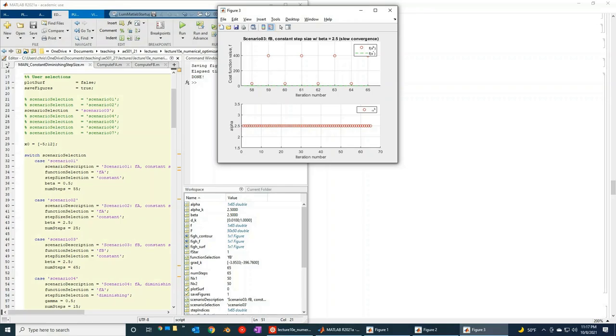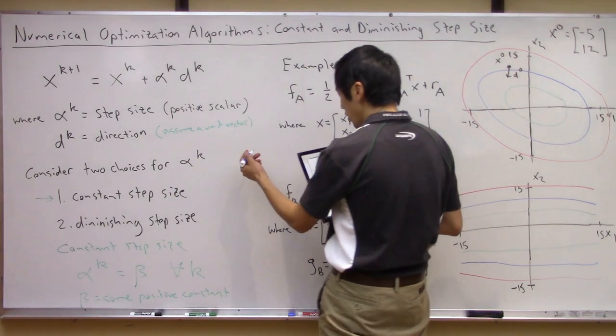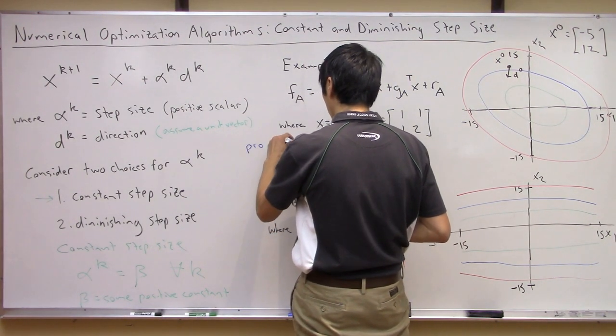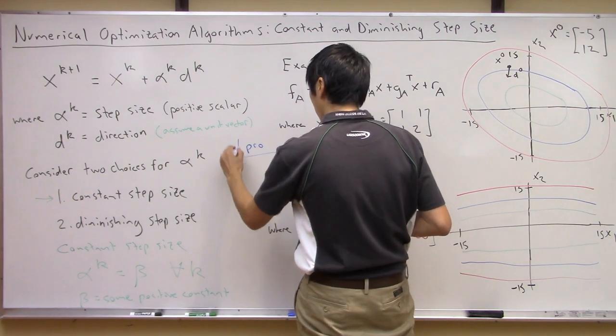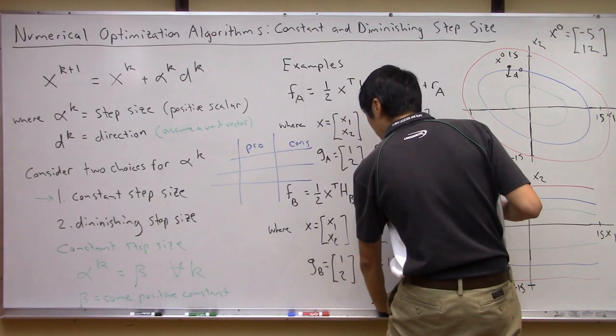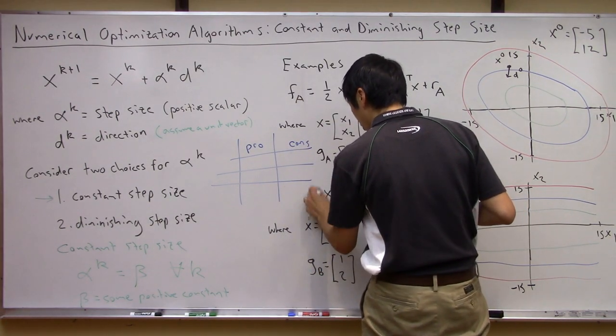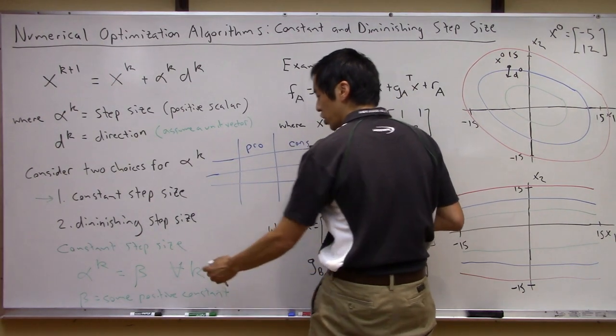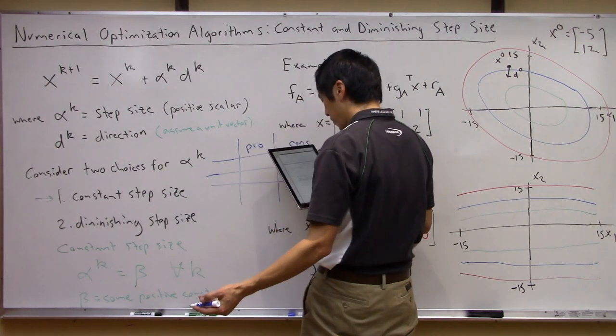Let's hop back to the board and summarize. All right, so we could probably make a small table of pros and cons in different situations using our constant step size algorithm, right? So we saw that with the constant step size algorithm, the only thing you are able to really change and tune is the size of the step, right?